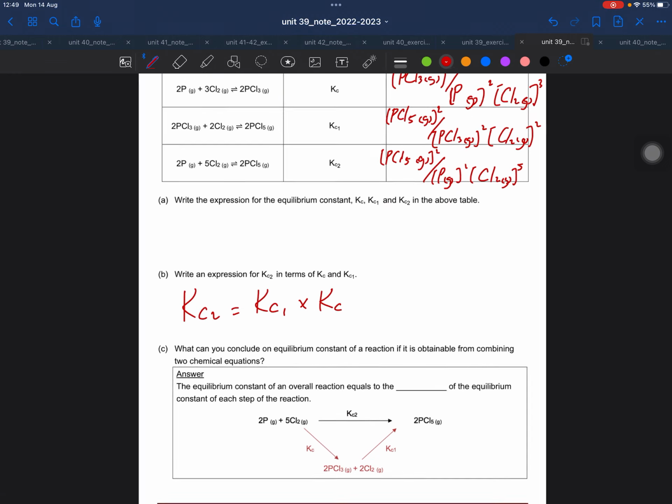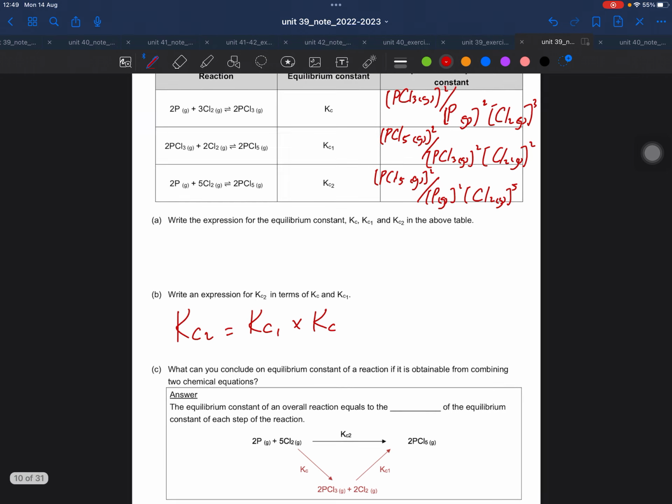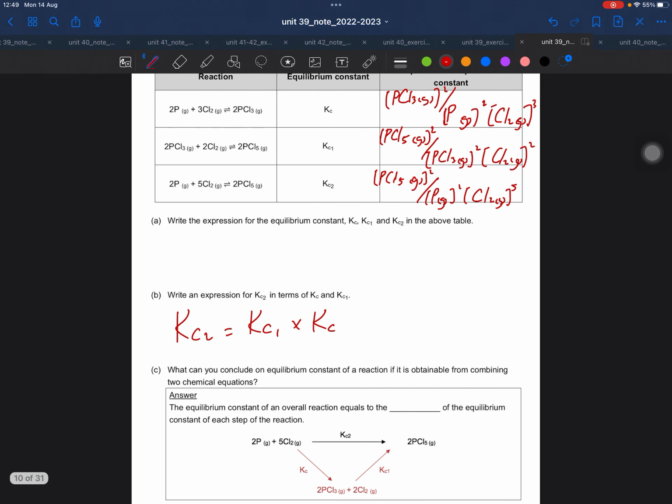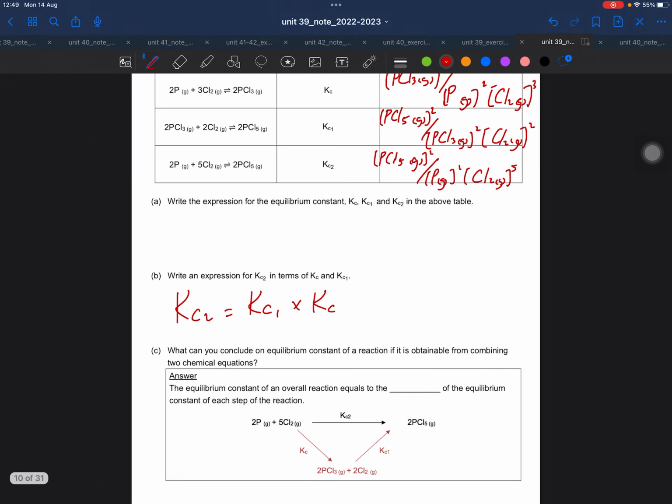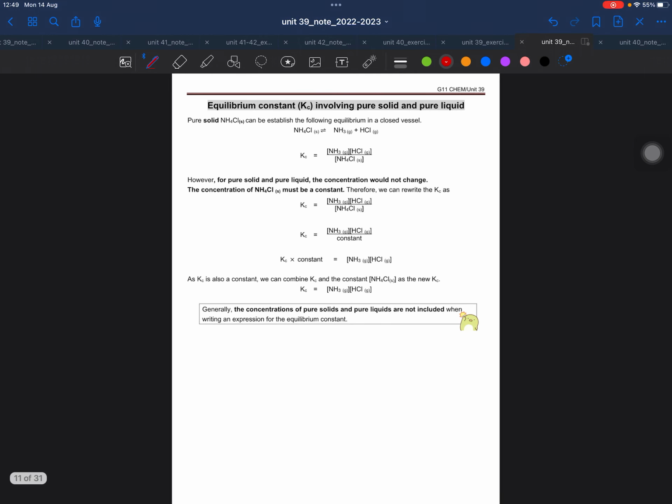So you can see the value of Kc2 is actually the product of Kc and Kc1. Like this. Simple math, right? Don't worry. And okay, now if no problem, then here comes an important point. Well, this is tricky, to be honest.